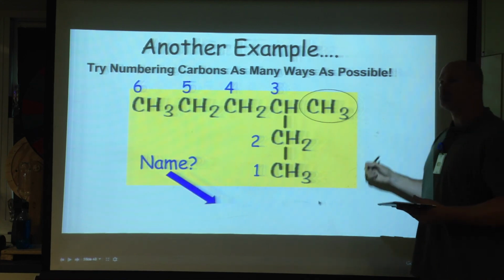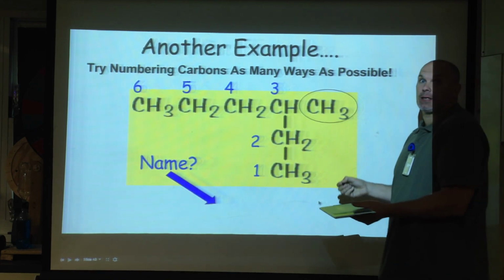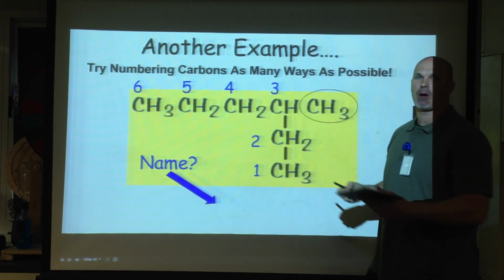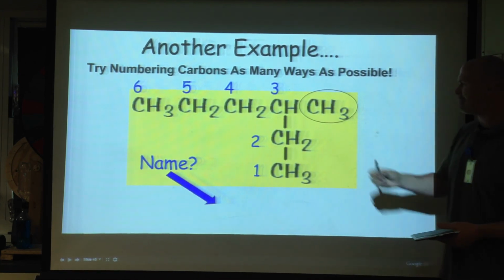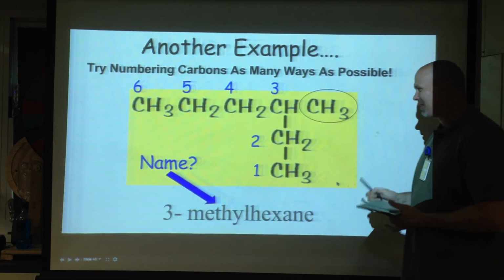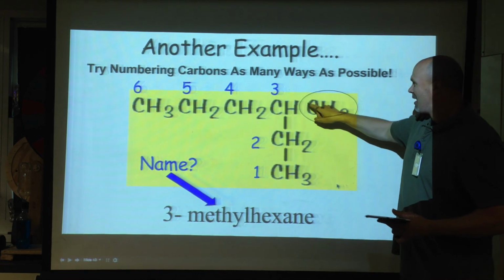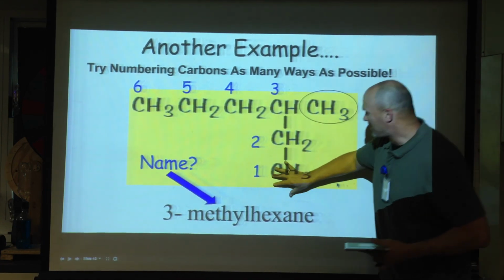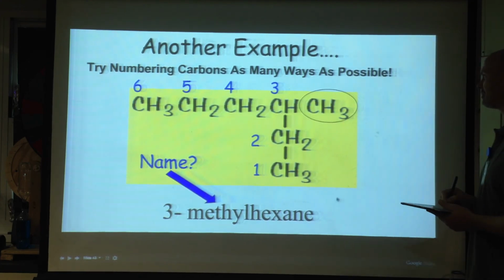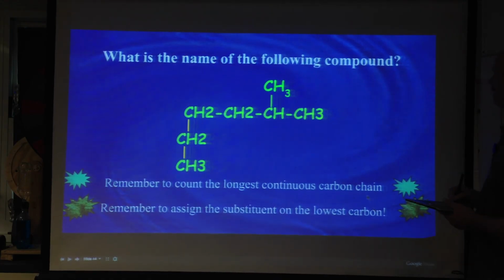Okay, so the name, you can stop this if you'd like, stop me. Actually, I wasn't really stopped there. All right, the name, of course, is 3-methylhexane. On the 3rd carbon, I've got a methyl group, and it's attached to a hexane, single bonded. All right, moving forward. What's the name of the following compound?